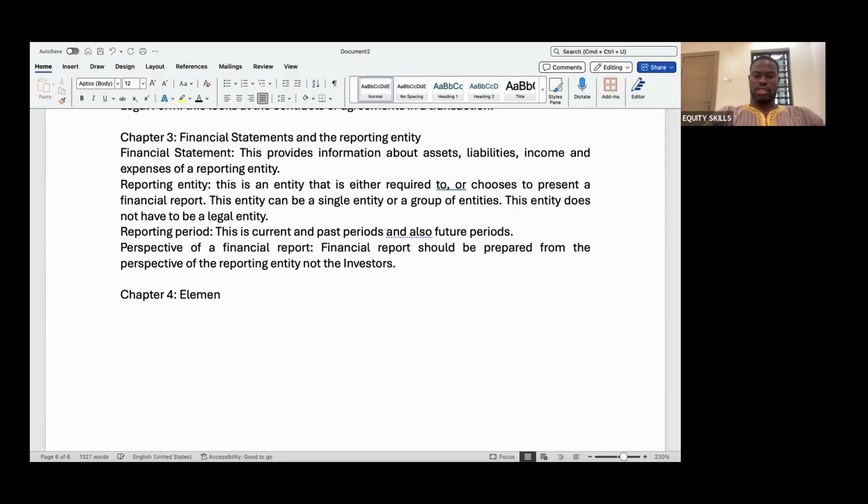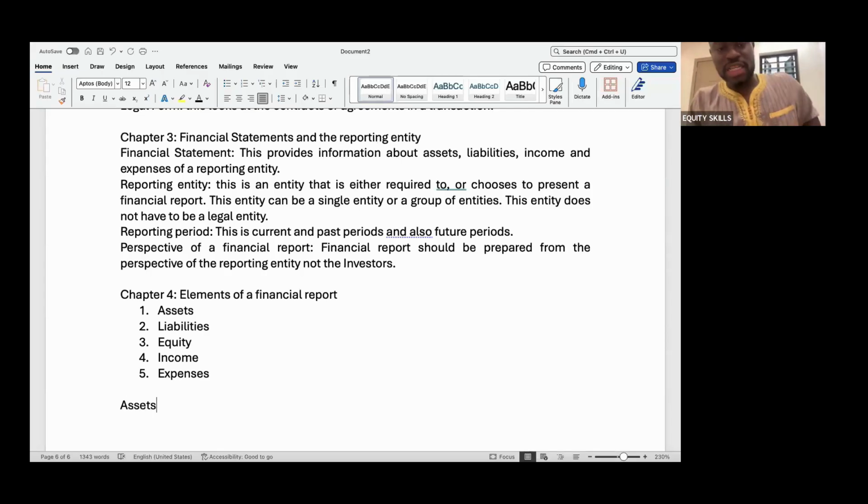And chapter 4 talks about elements of a financial report. So there are 5 elements of a financial report. 1 is assets, 2 is liabilities, 3 is equity, 4 is income, and 5 is expenses. So now we are deep diving into that financial information I spoke about earlier.